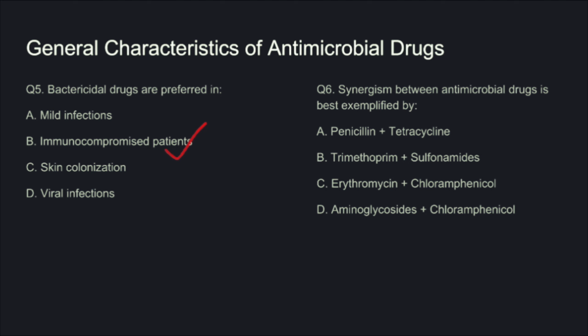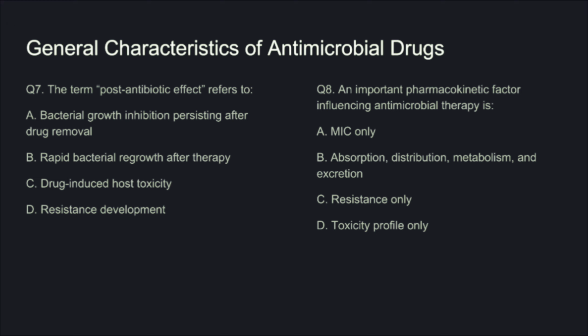Now question 6. Synergism between antimicrobial drugs is best exemplified by. Options are A, penicillin and tetracycline, B, trimethoprim and sulfonamide, C, erythromycin and chloramphenicol, D is aminoglycosides and chloramphenicol. So correct answer is B, trimethoprim and sulfonamides. So TMP and sulfonamides, what do they do? They block the sequential steps in folic acid synthesis and enhance the effect. So that's it.